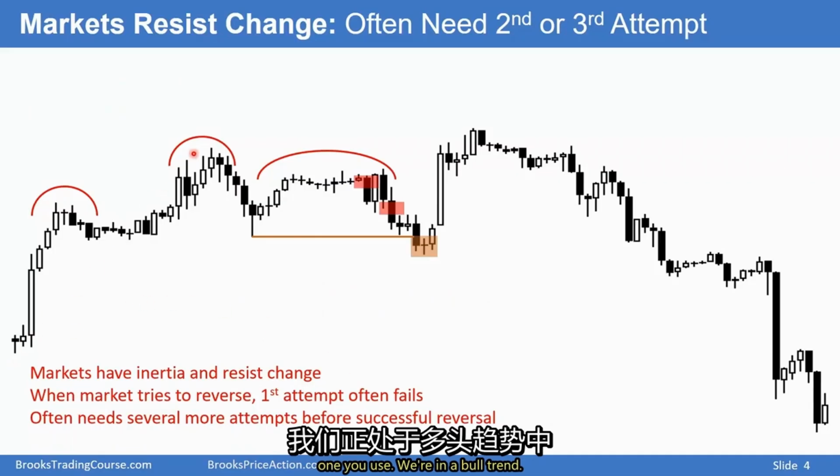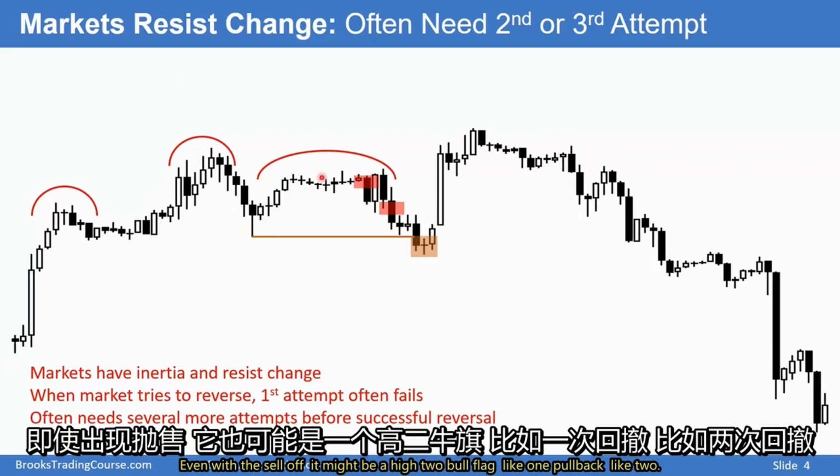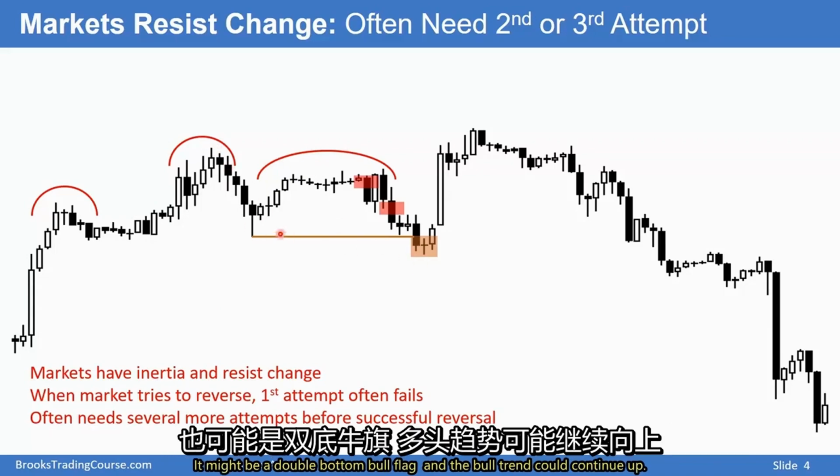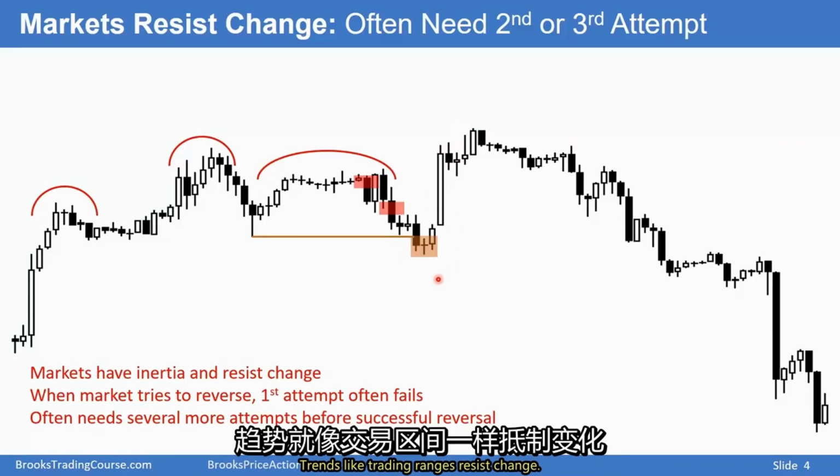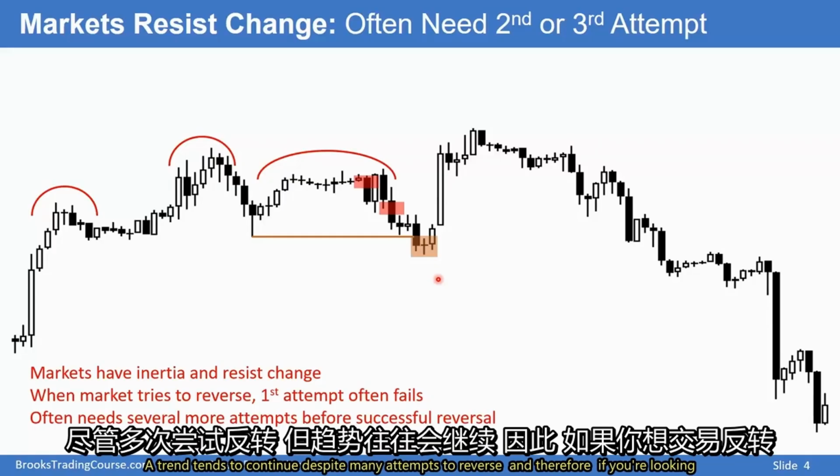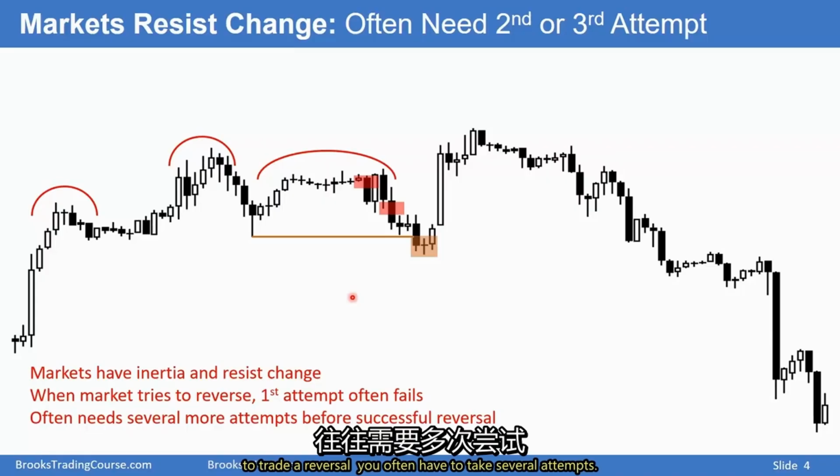We're in a bull trend. Even with the sell-off, it might be a high two bull flag, leg one pullback, leg two. It might be a double bottom bull flag, and the bull trend could continue up. Trends, like trading ranges, resist change. A trend tends to continue despite many attempts to reverse. And therefore, if you're looking to trade a reversal, you often have to take several attempts.